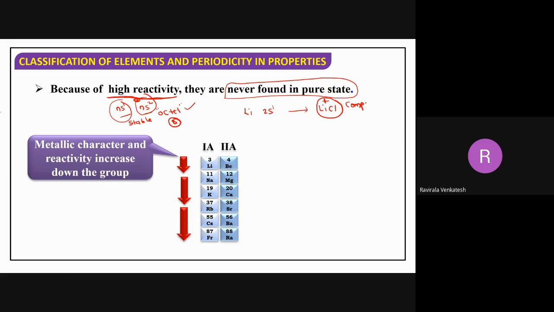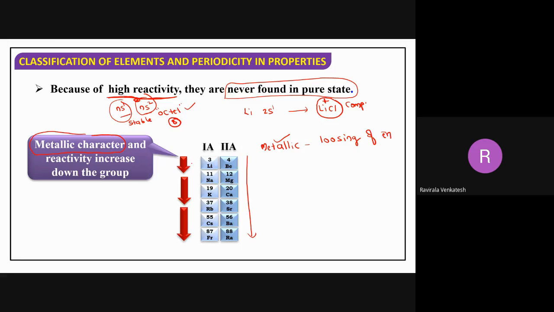Now let me see one more point: metallic character down the group. That means top to bottom, metallic character increases. If anybody asks you the meaning of metallic character, simple thing: losing of electron. The tendency to lose electron is called metallic character. Now, ionization potentials, if you observe, are very low, and down the group they decrease.